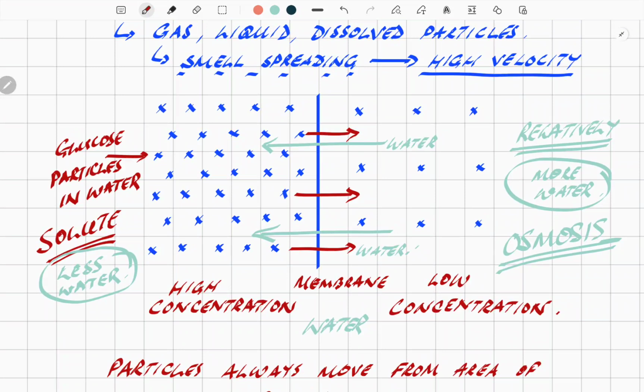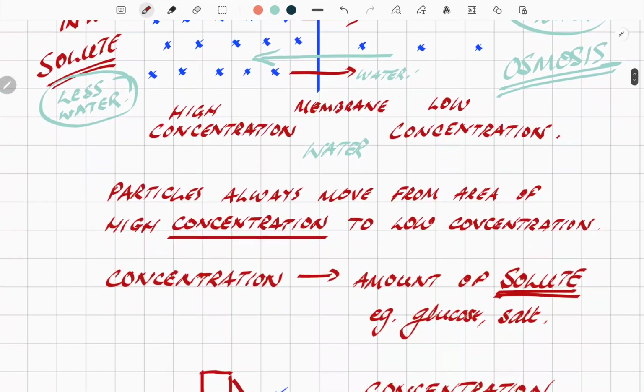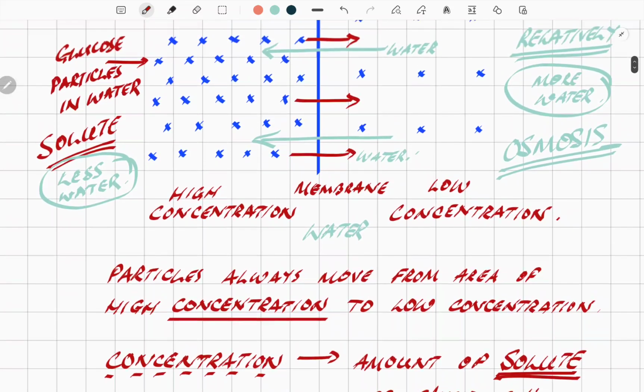The problem is, remember what I said, the word concentration refers to the amount of solute, it does not refer to the level of water. We don't say what concentration of water do we have. So a high concentration solution always refers to the solute, the solid stuff dissolved in it. And low concentration, again, the solid stuff.